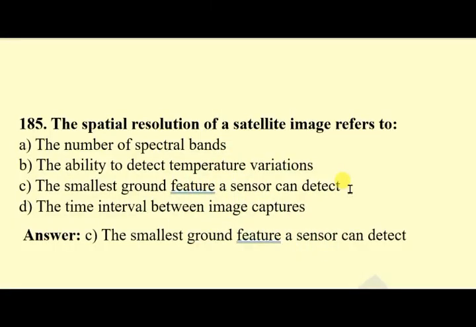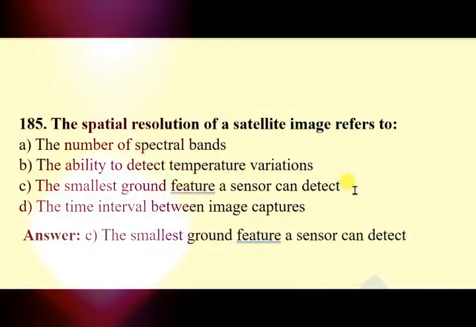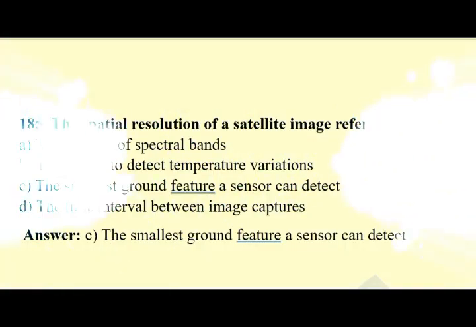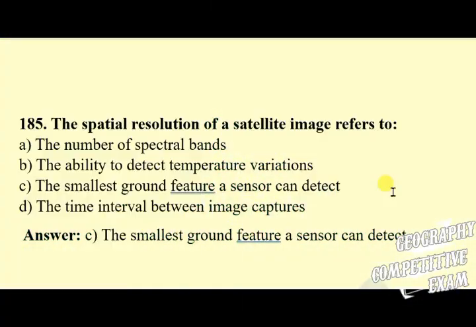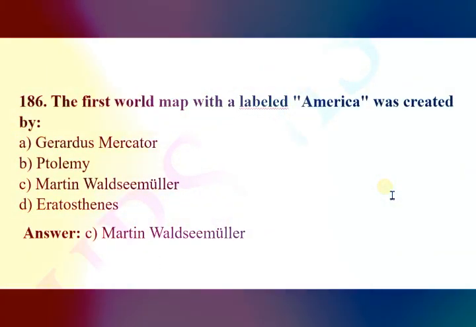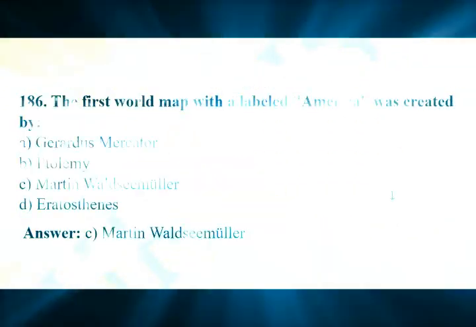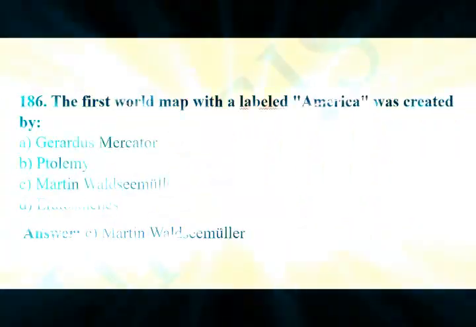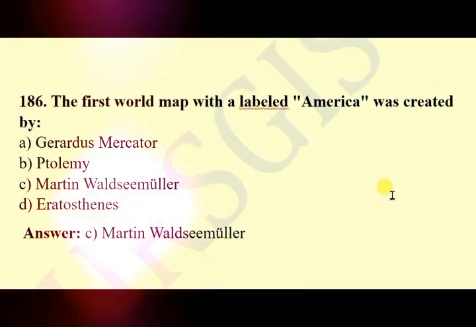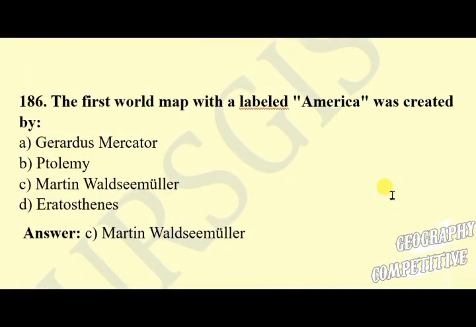Question 185. The spatial resolution of a satellite image refers to the number of spectral bands, the ability to detect temperature variations, the smallest ground feature a sensor can detect, the time interval between image captures. Here the right answer will be the smallest ground feature a sensor can detect. Miscellaneous cartography questions. Question 186. The first world map with labeled America was created by Gerardus Mercator, Ptolemy, Martin Waldseemüller, Eratosthenes. Here the right answer will be Martin Waldseemüller.